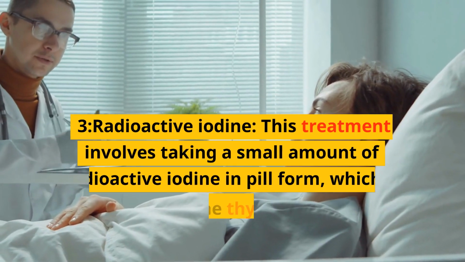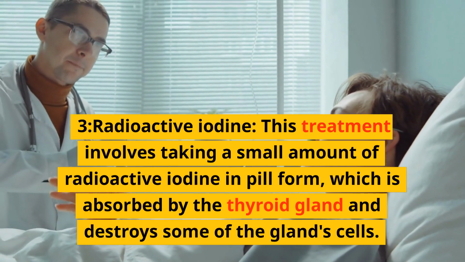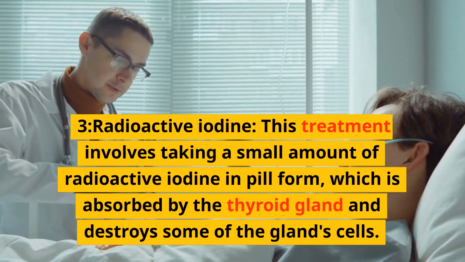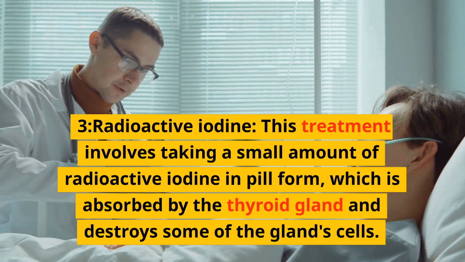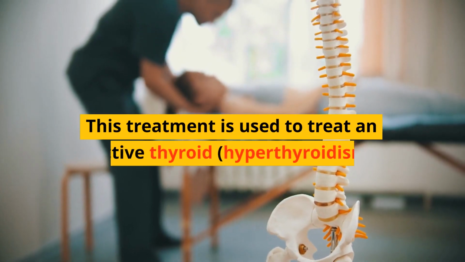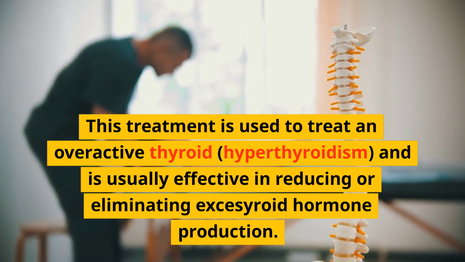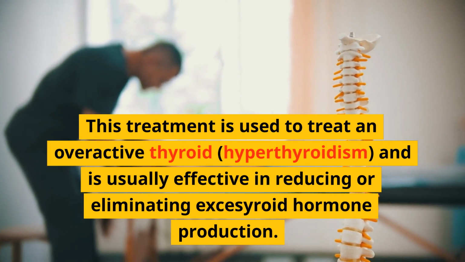3. Radioactive iodine. This treatment involves taking a small amount of radioactive iodine in pill form, which is absorbed by the thyroid gland and destroys some of the gland cells. This treatment is used to treat an overactive thyroid, hyperthyroidism, and is usually effective in reducing or eliminating excess thyroid hormone production.